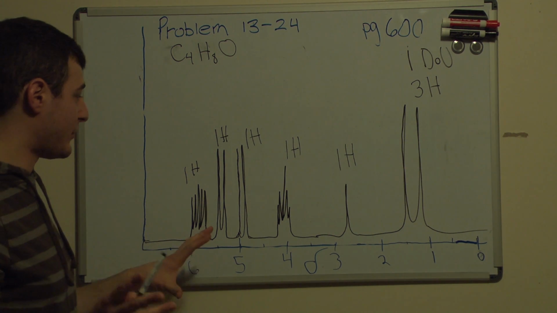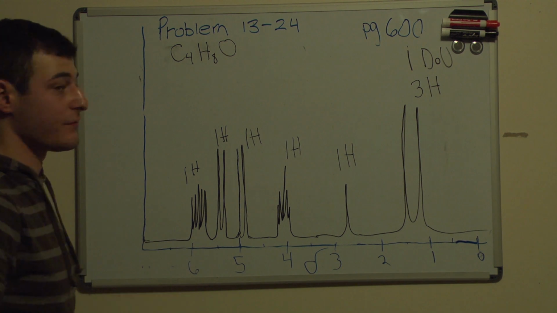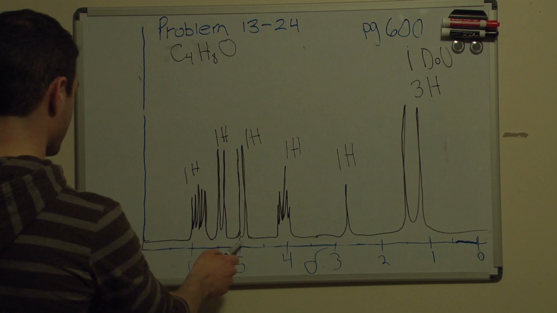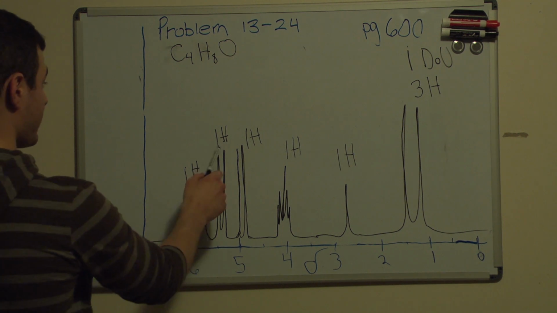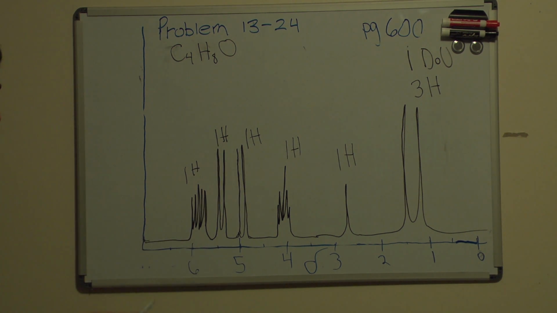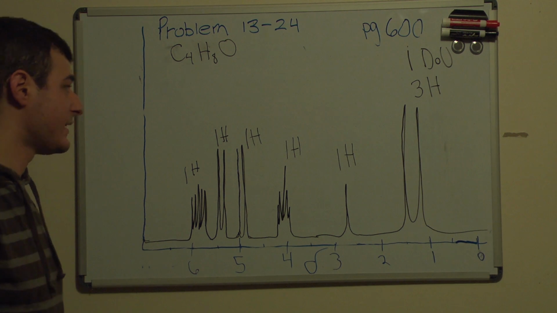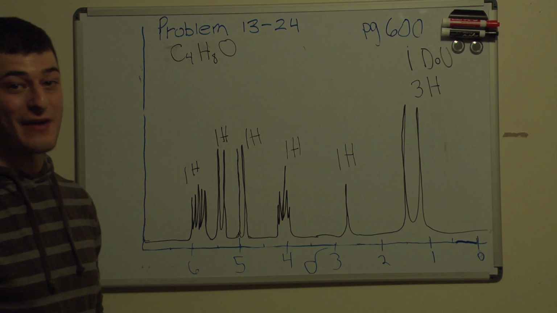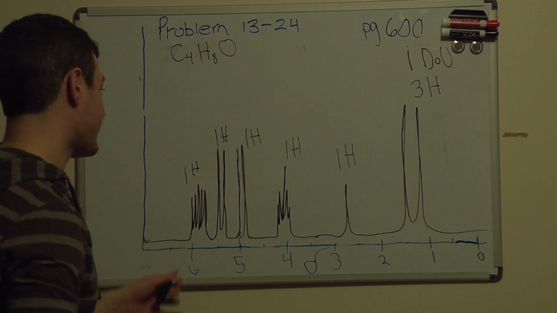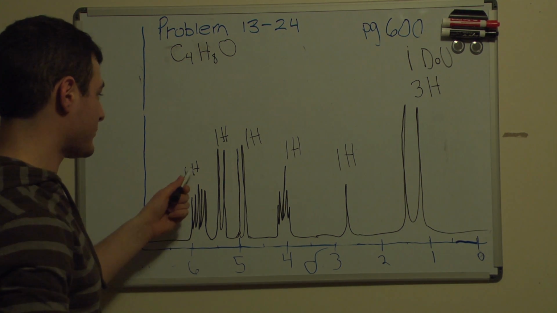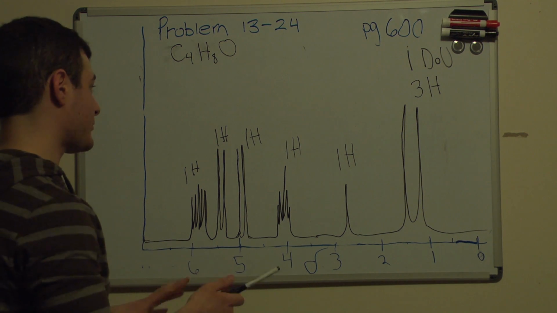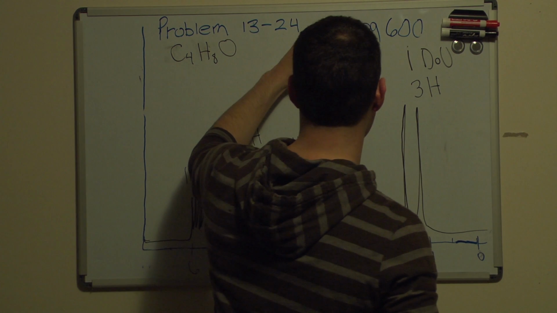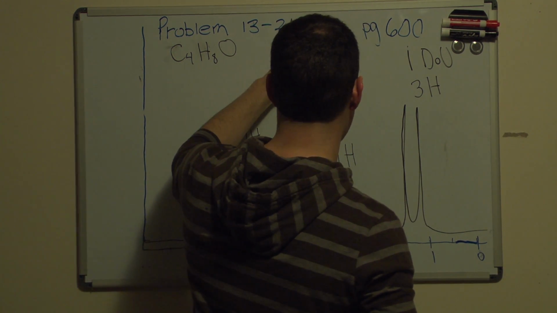So the first thing that kind of jumps out at me is right here in this region between 5 and 6, we have 3 different hydrogen peaks. The 5 to 6 region is sort of a telltale sign that you're looking at some vinyl hydrogens. And if you look, we have 1 hydrogen, 2, 3. So we have 3 hydrogens, and if we're looking at a vinyl group, I'm going to draw that up here. We have the double bond.